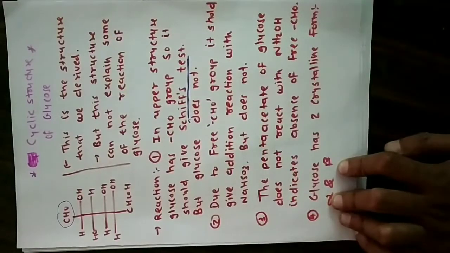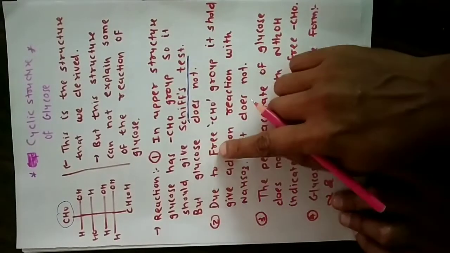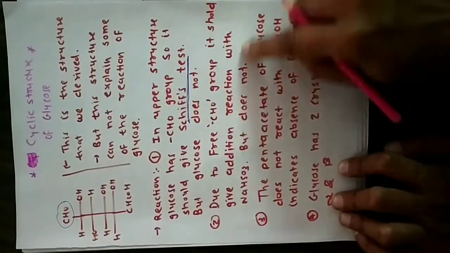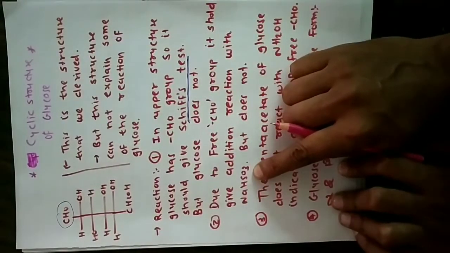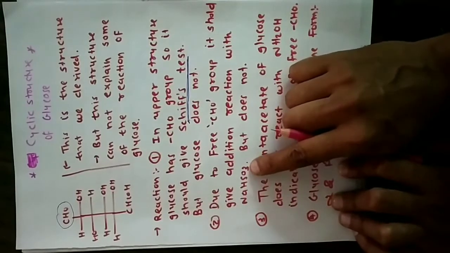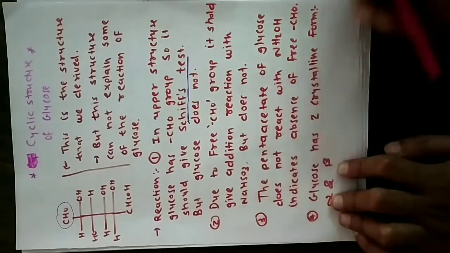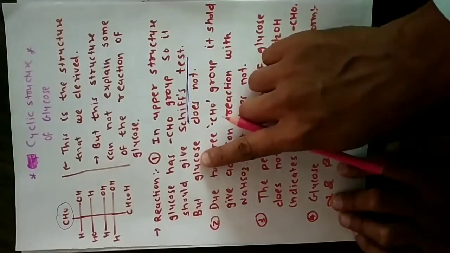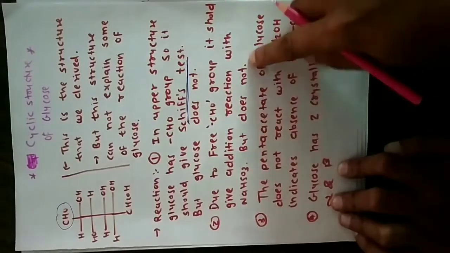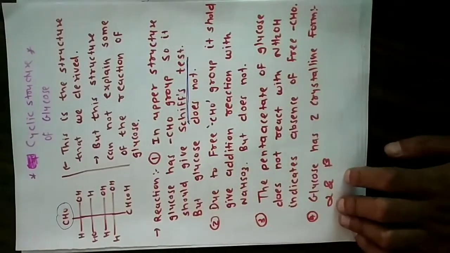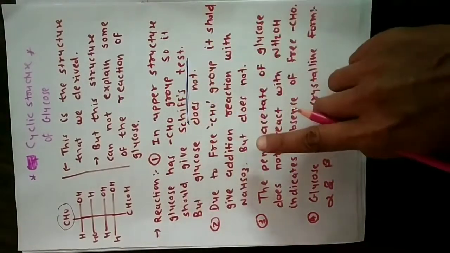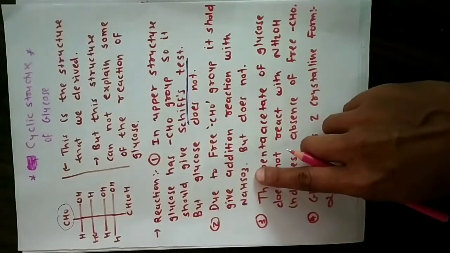Now the second reaction: due to the free CHO group, it should give an addition reaction with sodium bisulfite, NaHSO3. It should give it, but when we react glucose with NaHSO3, it does not give any addition reaction. So this is the second failure reaction. The first one was Schiff's test. The second one is the addition reaction of NaHSO3.